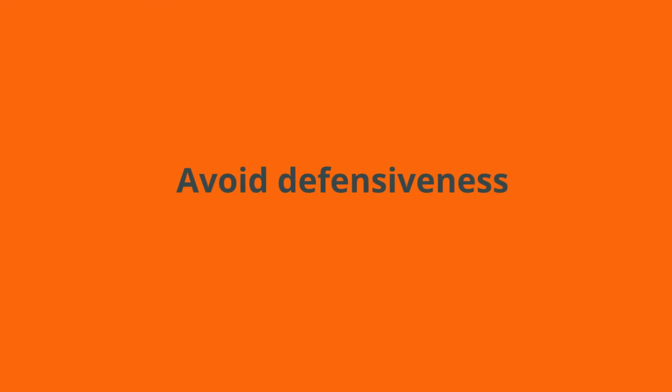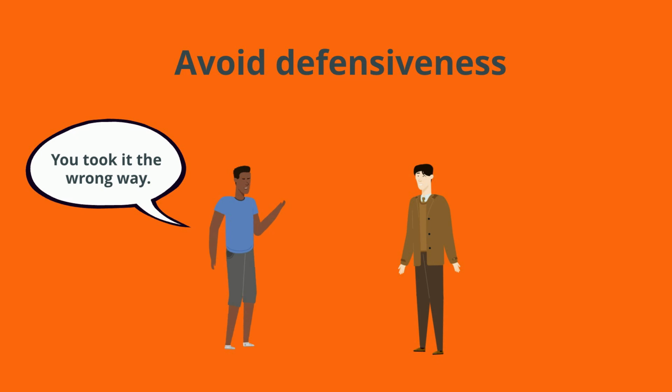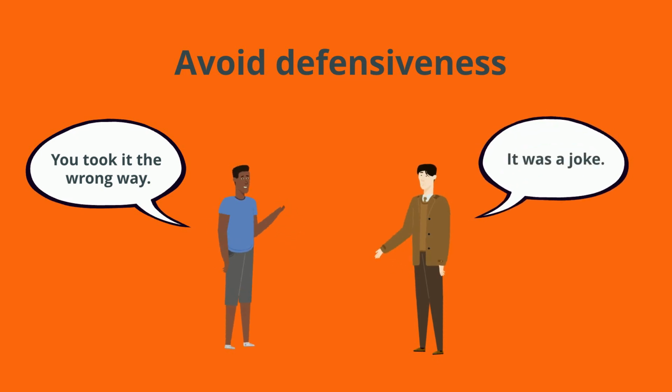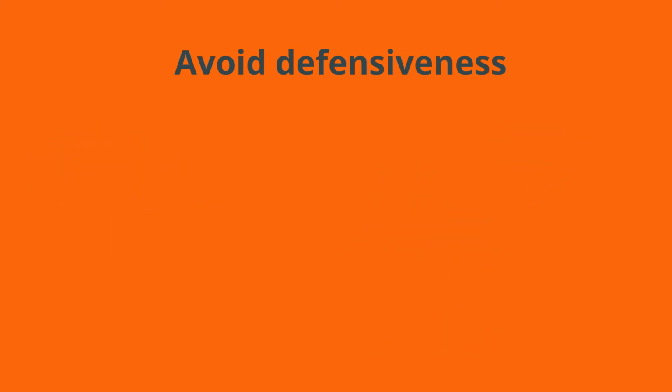Try not to over-explain or become defensive. When we over-explain our actions or defend our intent, we risk pushing the wounded party away instead of creating a vulnerable connection with them. It's particularly risky when we say things like, "You took it the wrong way," or "It was a joke," because those statements deflect blame and place it on the other person. In short, they're a form of victim blaming.